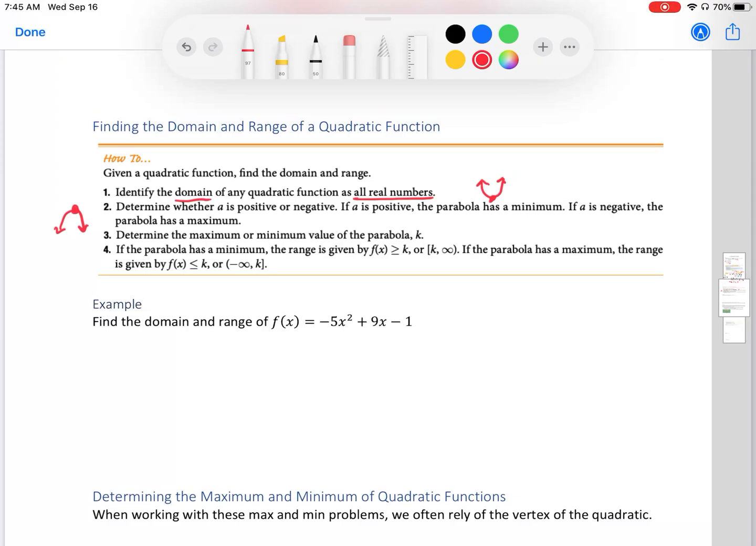If the parabola has a minimum, the range is given by f of x greater than or equal to k, or k to infinity. If the parabola has a maximum, the range is given by f of x less than or equal to k, or negative infinity to k. Remember that k comes from that vertex, h comma k.